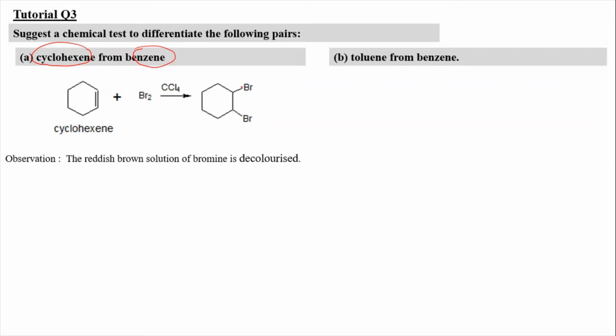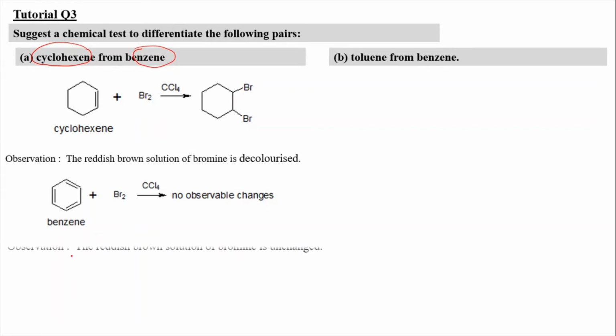Alright. However, when I repeat the same experiment, which is using bromine molecule in the inert solvent, which is tetrachloromethane here, there will be no observable changes. So the observation that I can say here is that the reddish brown solution of bromine remains unchanged. Maksudnya tiada tindak balas terhadap bromine. So kalau dalam lab, if the reddish brown color is decolorized, you know that it is an alkene. If it is not decolorized, then you know that it is a benzene.